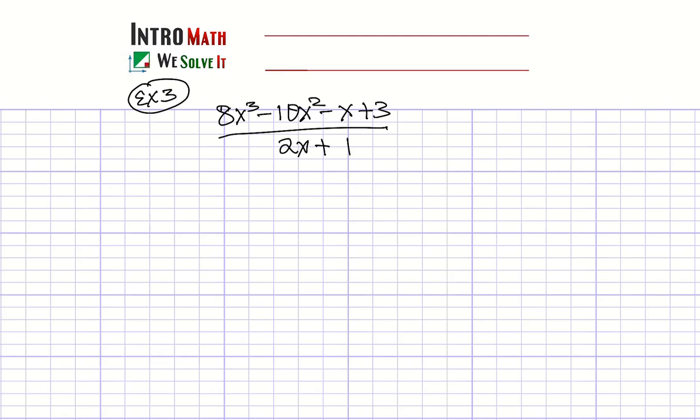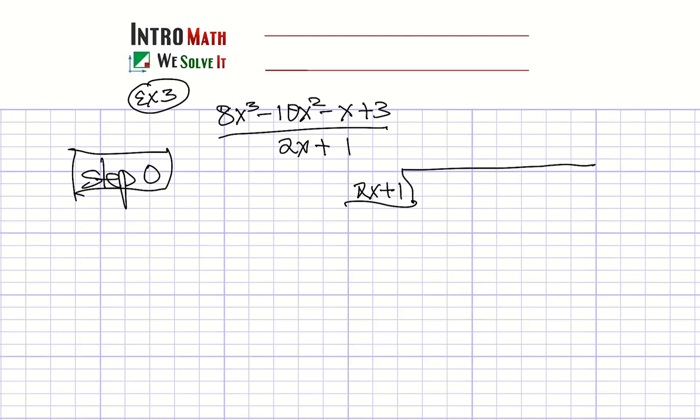Okay, so you see that there, that's what we're working with. We'll do step 0. Step 0 prepares things. We need to prepare stuff. We'll put it over here, 2x plus 1. There's nothing missing there. We'll say 8x cubed minus 10x squared minus x plus 3. Okay, so that's your step 0.